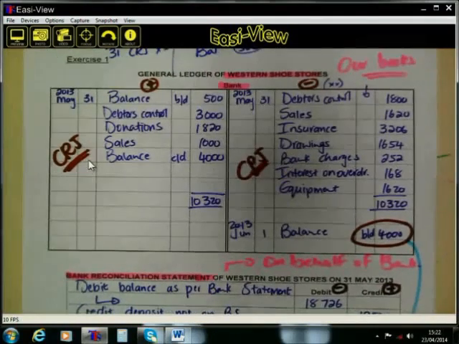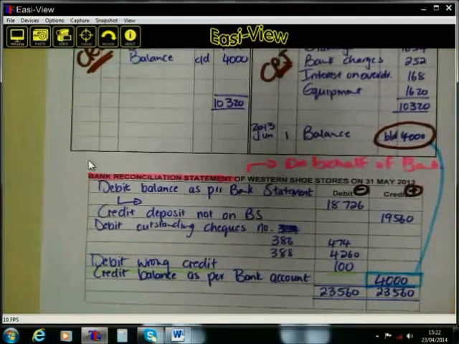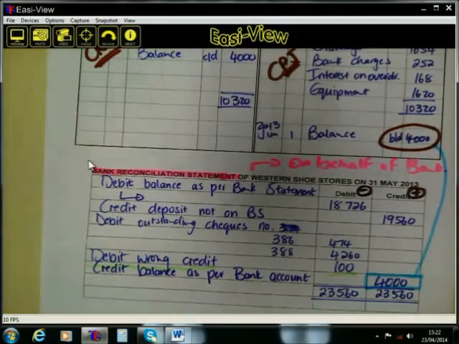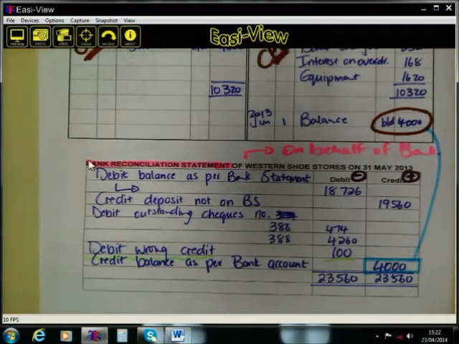You balance your account, and that 4,000 rand is on the credit side brought down. So it means that the bank balance is in overdraft. Then you go to your bank reconciliation statement and you don't swap it around. You keep that 4,000 rand on the credit side, and then if they add up the columns in the bank reconciliation statement and it adds up, you will see that everything is correct now.